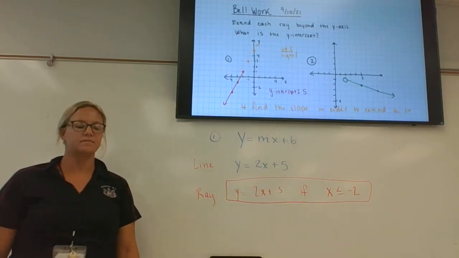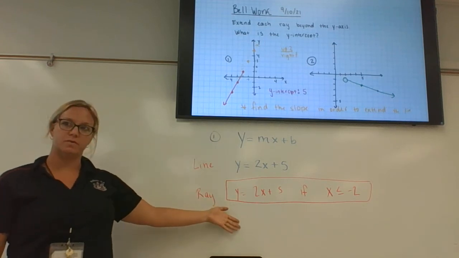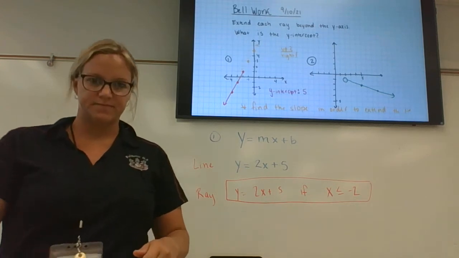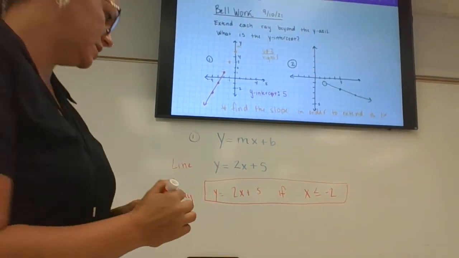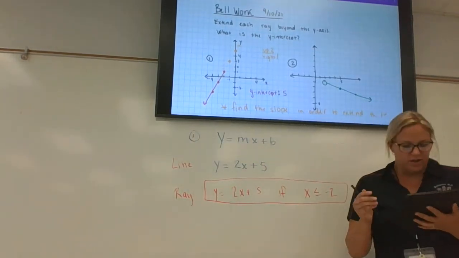Okay? Let's do number 2 then. So I'm going to ask you to do this for number 2 as well. Oh, we can't because it's not an integer. Let's take a look. This one, I wanted you to see they don't always go through a perfect spot. So let's find the slope.